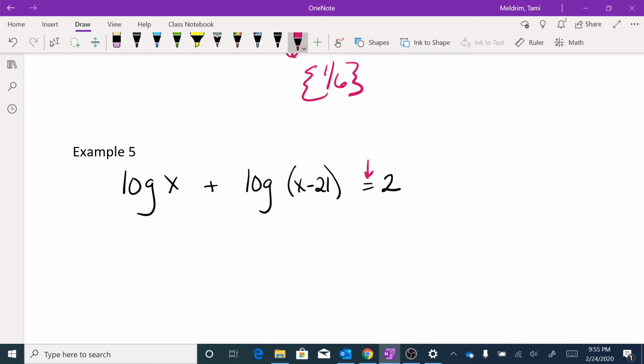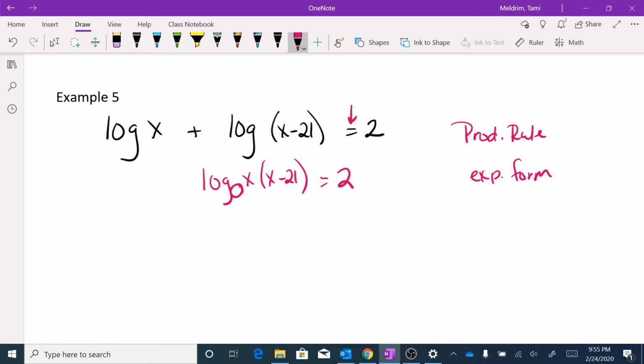When I have one log, I put it in exponential form. So, what's the base here of my log? It's understood to be 10. It's that common log. So, that base raised to the 2 power is going to equal this x that's right here. So x times (x minus 21). So let's go ahead and simplify what we have. We have 10 squared equals x squared minus 21x.